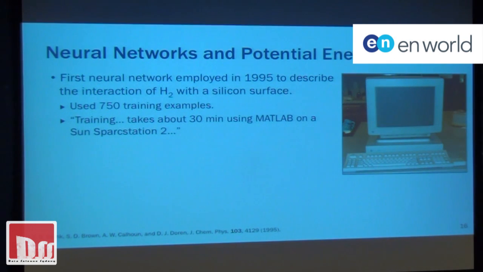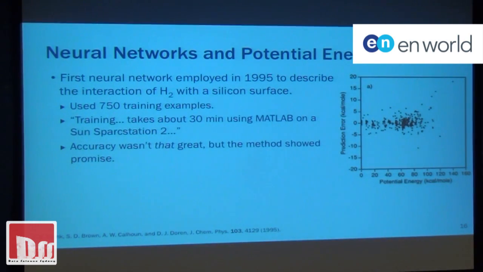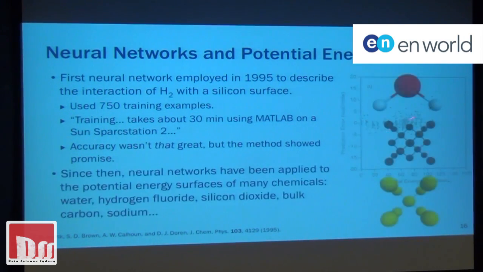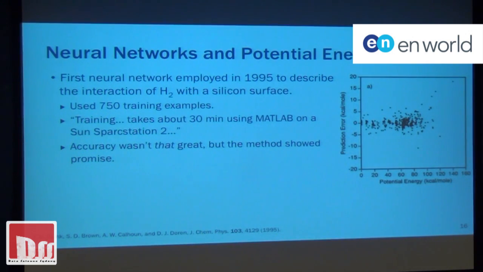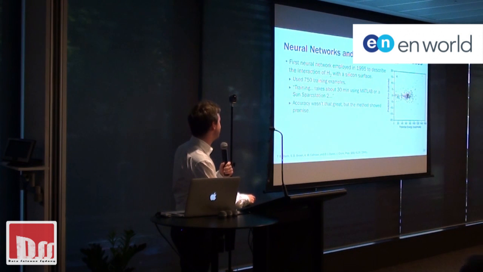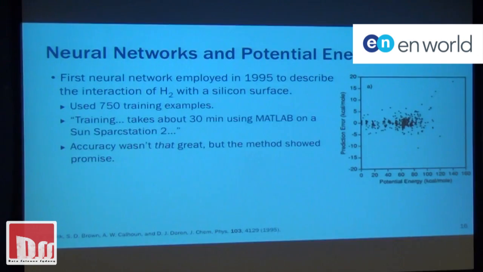You set it up to train, walk away, get a coffee, have some lunch, come back, and you have your potential energy surface. So with this first one, the accuracy wasn't that great, as you can see. This just shows the error in the surface over some data points, and as you can see, we want it to cluster around 0, which some of them do, but you also have some great outliers there. So it wasn't great, but this was 1995, and just having that potential energy surface, I think, is a great step forward. So since then, they've been used for many things.